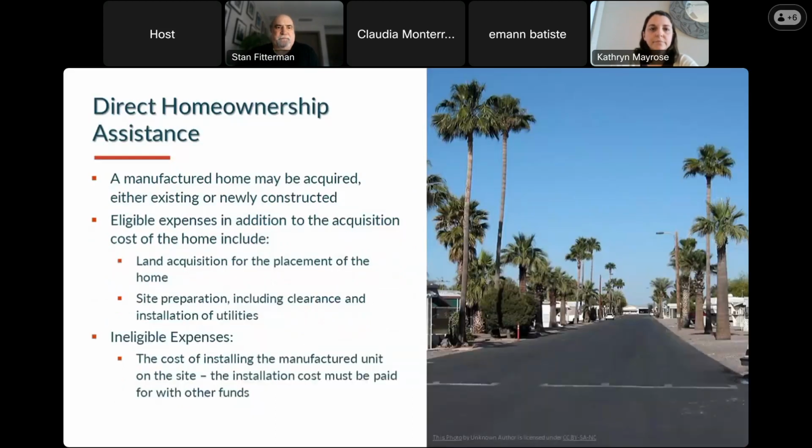All right. We also can do direct homeownership assistance. It can be for a unit acquired either existing or newly constructed. Our eligible expenses, in addition to the acquisition, include land and site prep, including clearance and installation of utilities. Again, we could not help pay for the install of the manufactured unit, but if we're doing homeownership assistance, there's more than likely going to be another loan. So that would be another source of funding coming in, and that would be used for the setup.